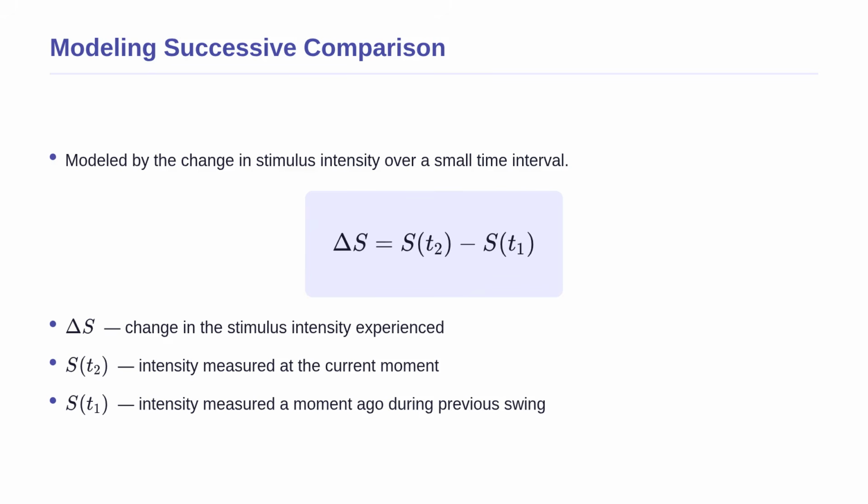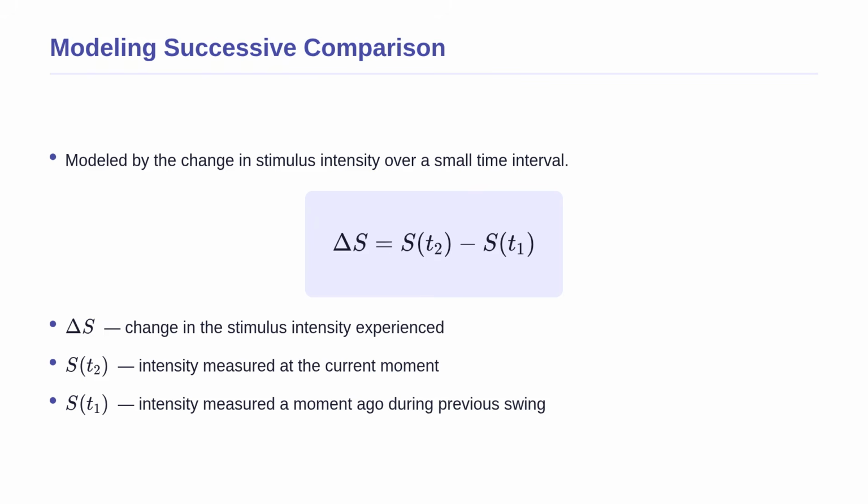Now that we know how Klinotaxis works conceptually, let us model it mathematically. To understand this successive comparison, we look at the change in stimulus intensity over a small time interval. The formula is ΔS = S2 − S1. Here, ΔS represents the change in the stimulus intensity experienced by the animal. S2 is the intensity measured at the current moment, while S1 is the intensity measured a moment ago during the previous head swing.